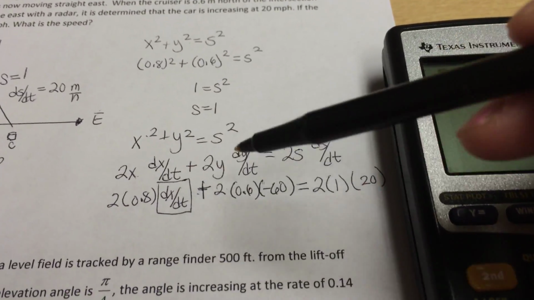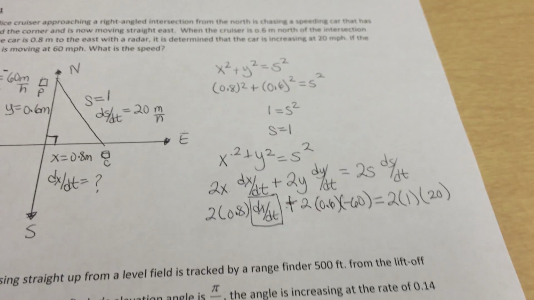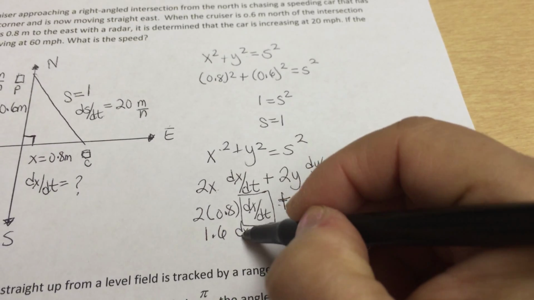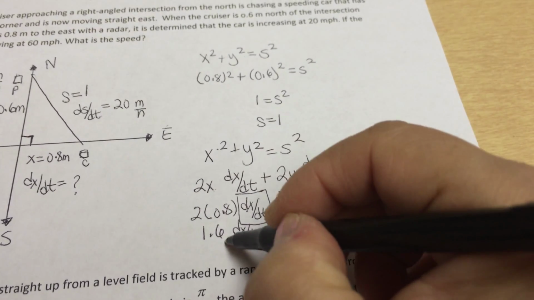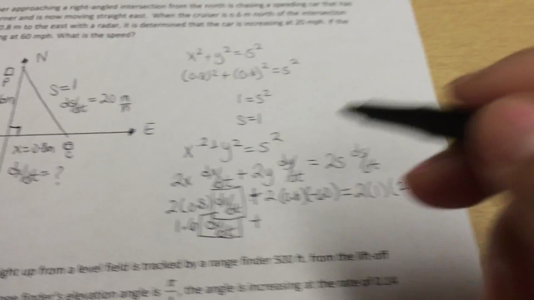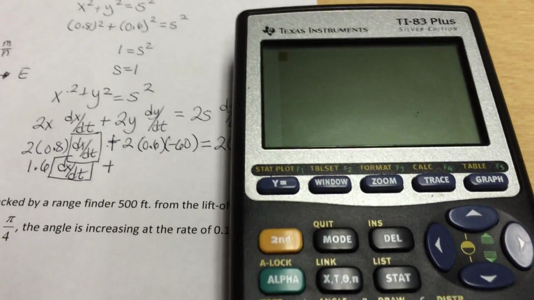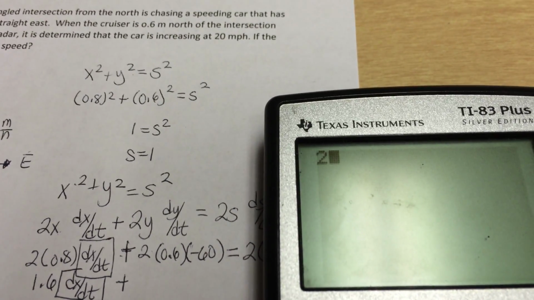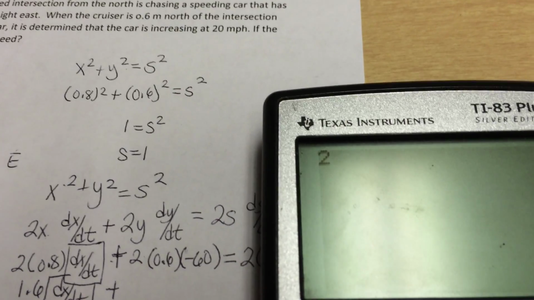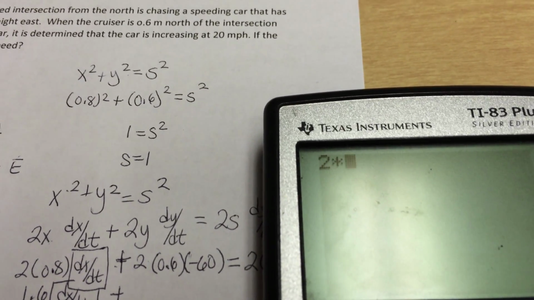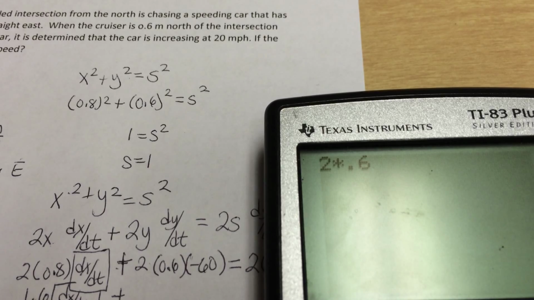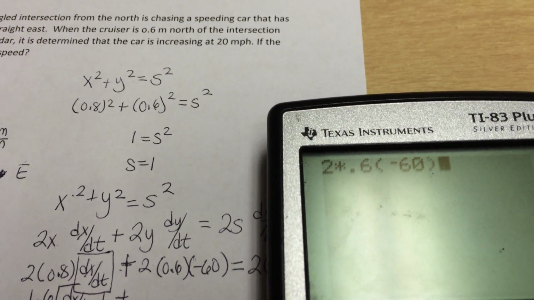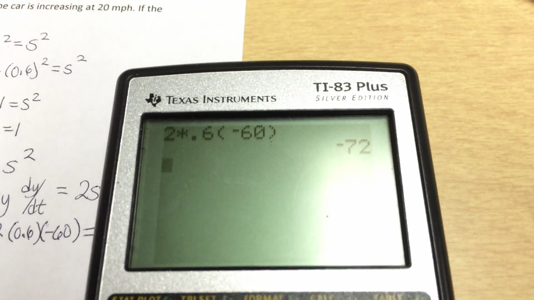Let's do 2 times 0.8, we know is going to be what, 1.6? So 1.6 dx over dt is what I'm looking for still, so I'm going to box that right there. And then plus 2 times 0.6, and then times a negative, so I'm just going to have to put parentheses, negative 60 in there. So that's going to give us negative 72.